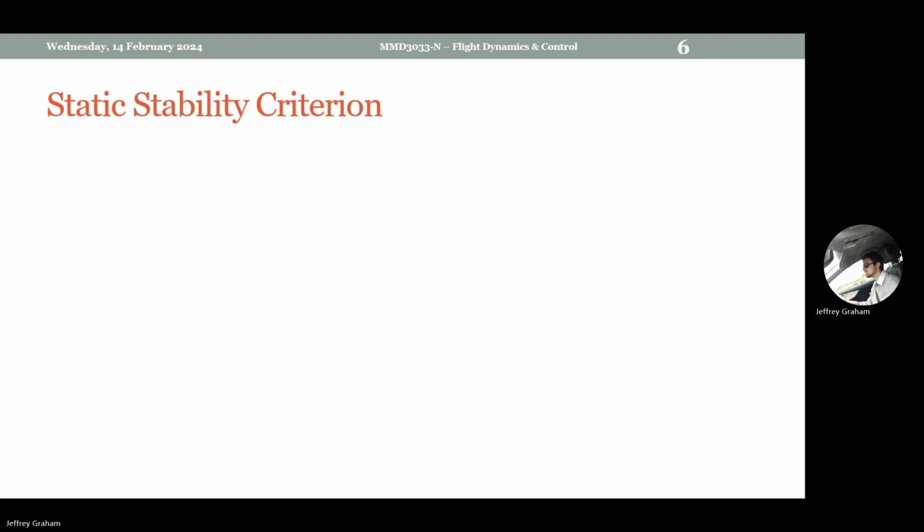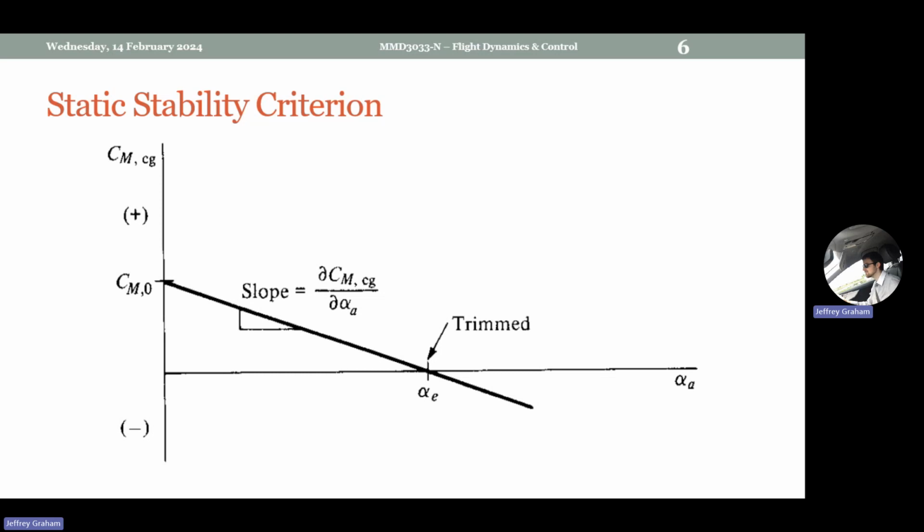Moving on, sticking with the static stability stuff, or the stick fixed values. One of the biggest things that you then produce is something called a trim graph. So this is the trim graph for longitudinal stability. There's a couple of key concepts involved.